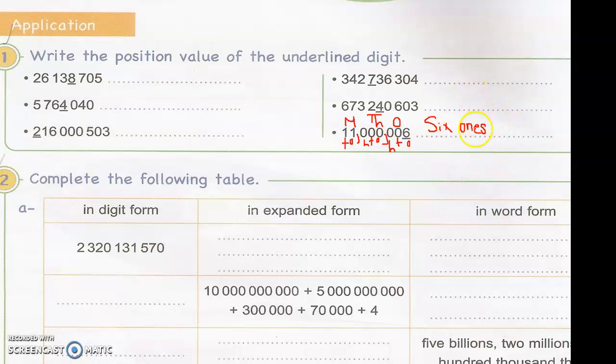We said before that we can skip ones, but here you have to write ones. Why? Because 6 should show its place value as the ones digit. To show me that it's the ones digit, you have to write 6 ones. Okay?